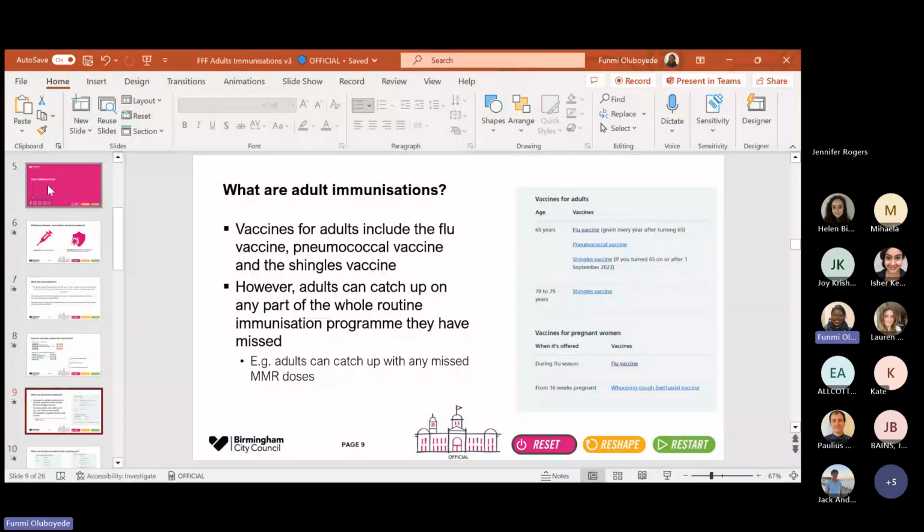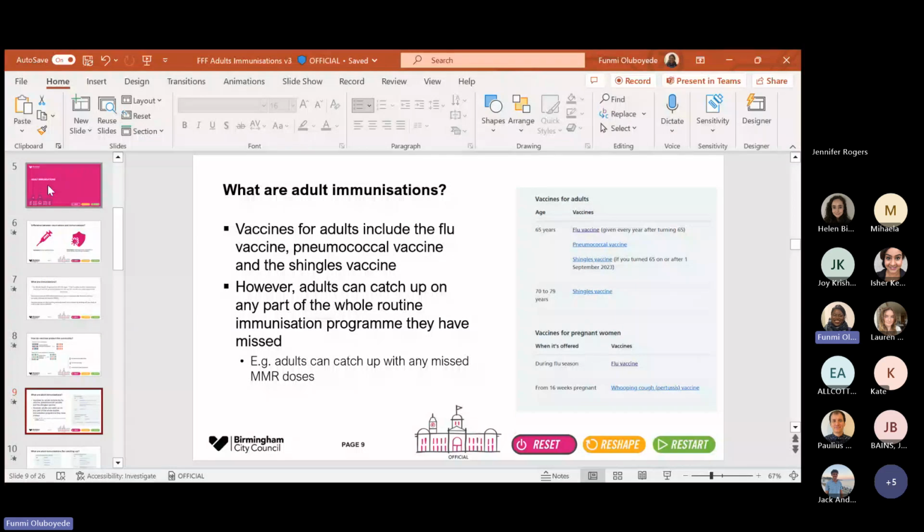So what are the adult immunizations? Vaccines for adults include the influenza or flu vaccine, the pneumococcal vaccine, and shingles vaccine. And of course, COVID is in there as well. However, adults can also catch up on any part of the whole routine immunization program that they have missed. So adults can catch up on things like MMR vaccination if they were not vaccinated completely as a child.